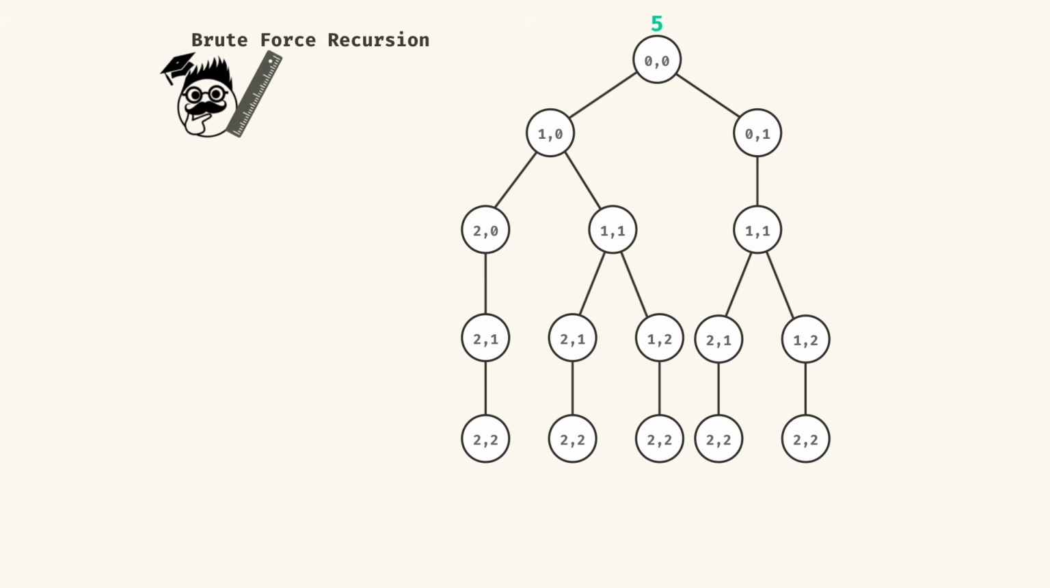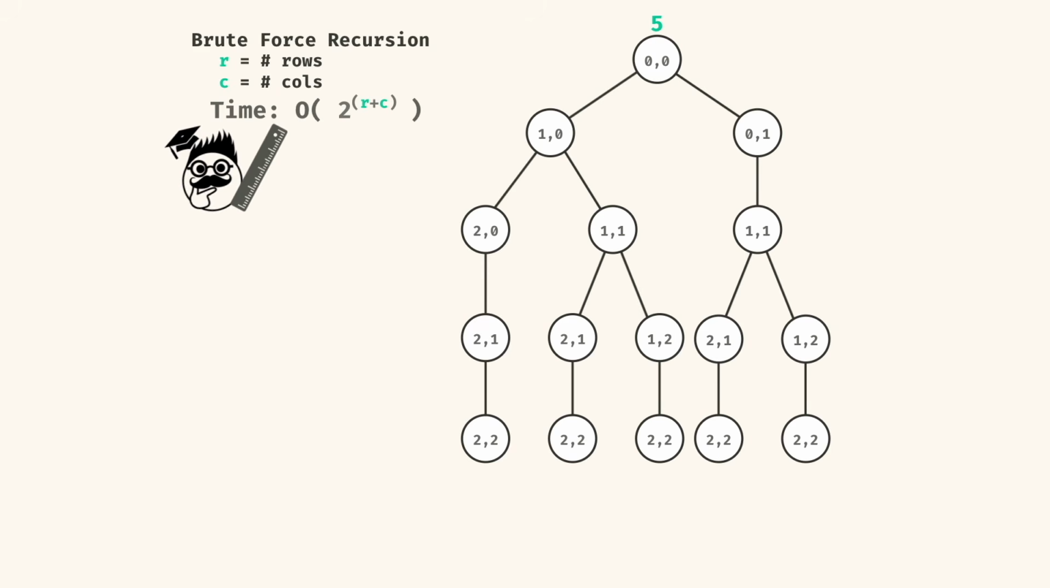So if we implement this algorithm as it is, just with some baseline recursion, we say that R is the number of rows and C is the number of columns. This will give us an exponential runtime, meaning there are an exponential number of nodes in this tree. Really, it's 2 to the R plus C power. So the base of 2 comes from the fact that this is a binary tree, and in the context of our problem, that means I can only move downward or to the right, so you only have two options.